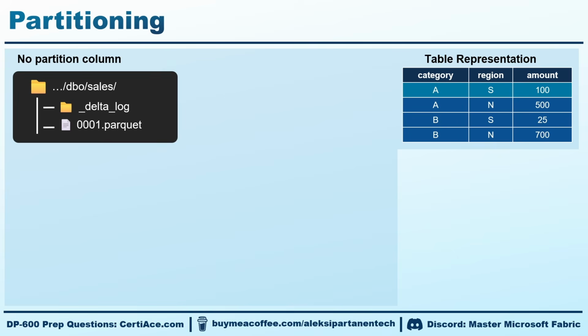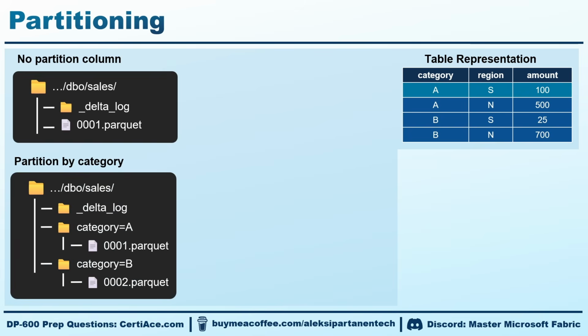What if we would like to then partition this same table by using the category column? If we would do that, then this table would look like this under the hood. So what exactly happens here? Basically, when we create that Delta table, we tell the engine that we want this table to be partitioned by the category column, and this will then alter the physical folder and file structure of the Delta table under the hood, even though the table representation will look exactly the same.